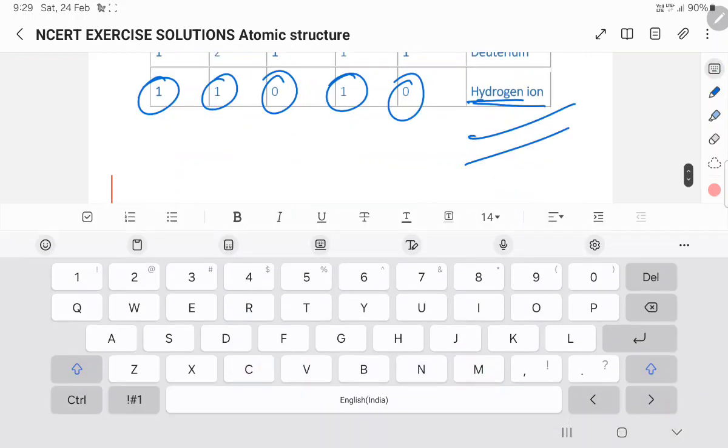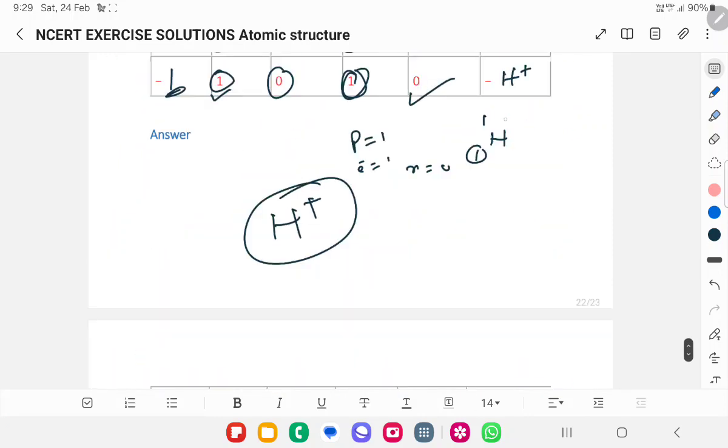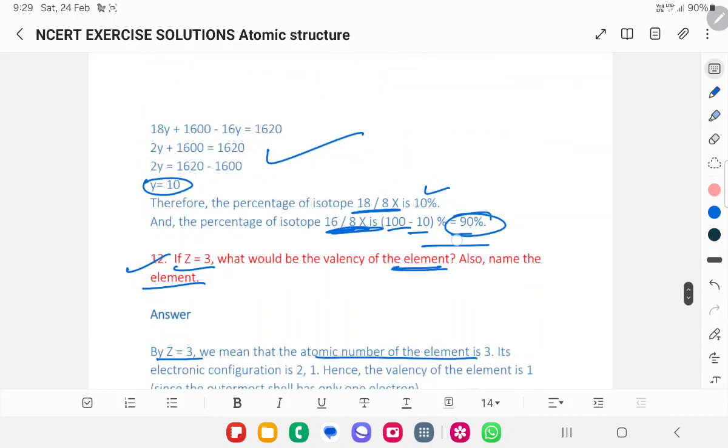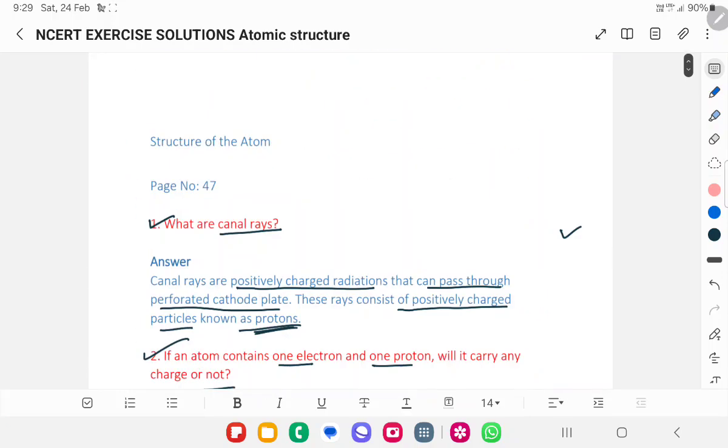So this was complete NCERT exercise solution with in-text questions also, right? So learn these questions. Okay, thank you.